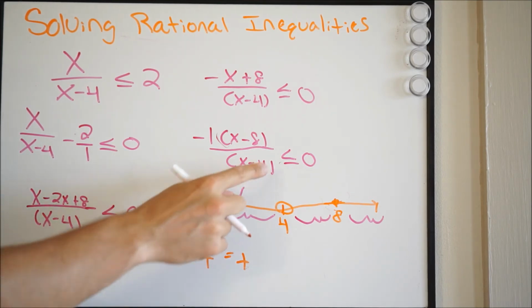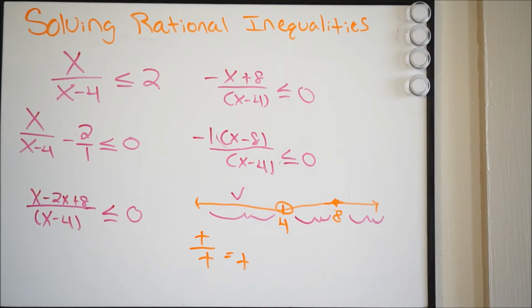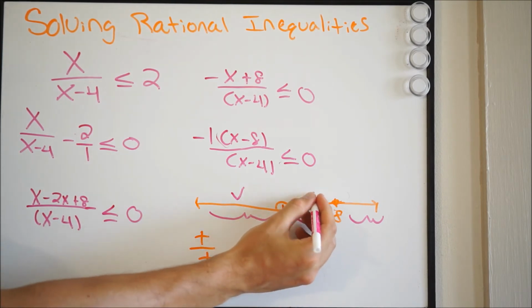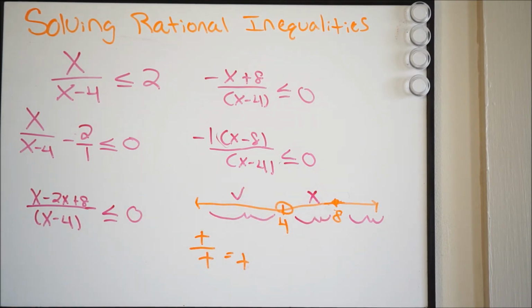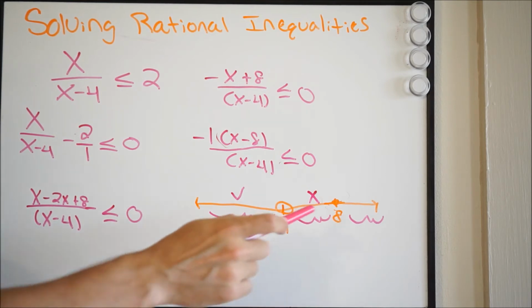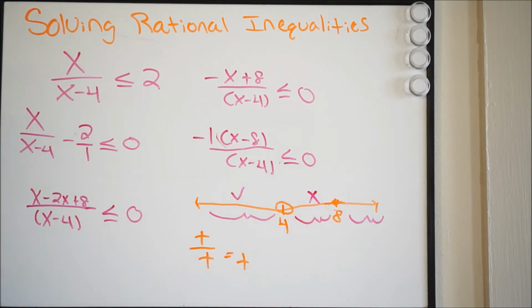So is a positive going to be less than or equal to 0? No, it's not, right? So this region is no good. This can't be part of our solution, right? That region is no good. And we're just going to test our last region now. So again, we can pick any number here, and we can actually pick 8, right? Because we have a closed circle.